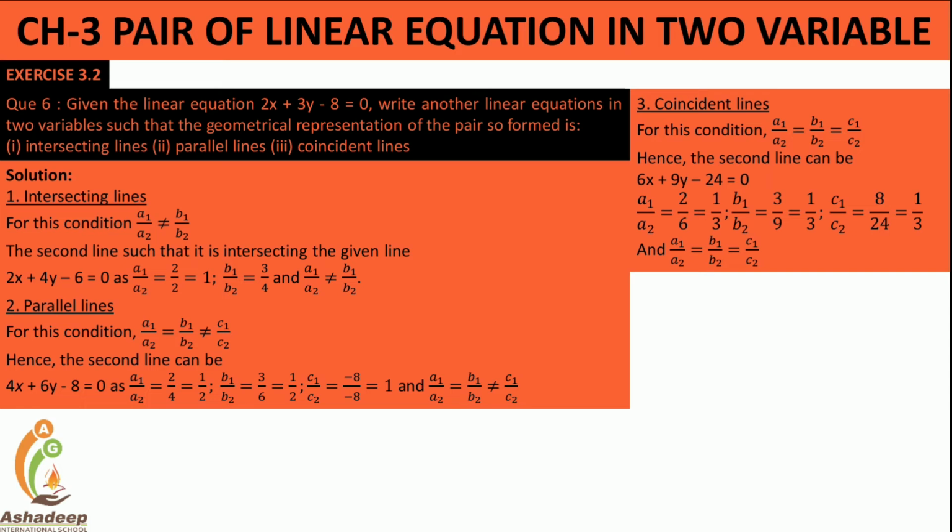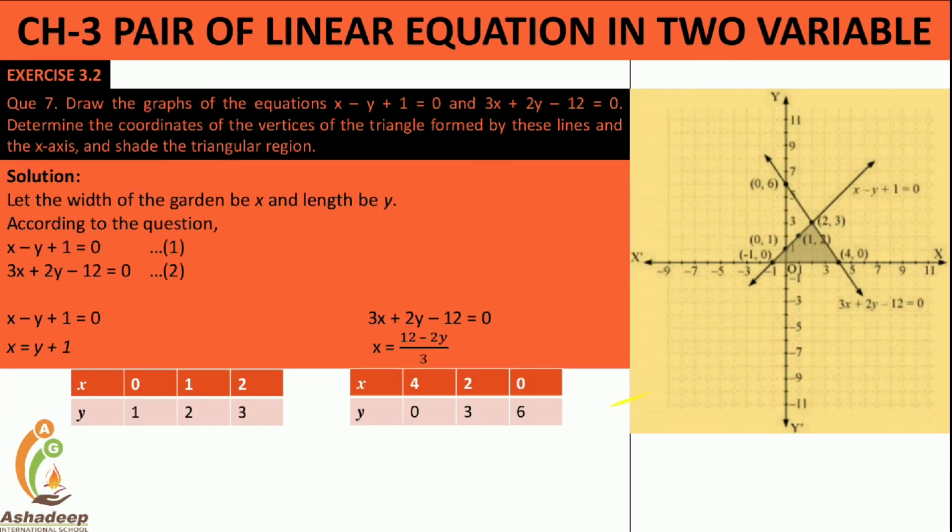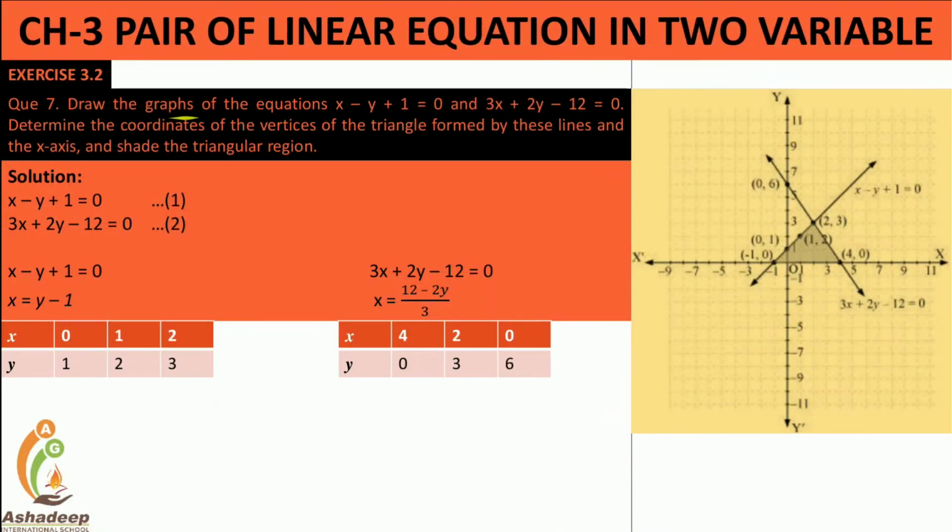The only thing you need to do here is satisfy these conditions, right? Okay, now let's check question number 5 that we already seen, right? I think it's coming back. Draw the graphs of equation x minus y plus 1 is equals to 0 and 3x plus 2y minus 12 is equals to 0. Determine the coordinates of vertices of a triangle formed by these lines and x-axis and shade the region.